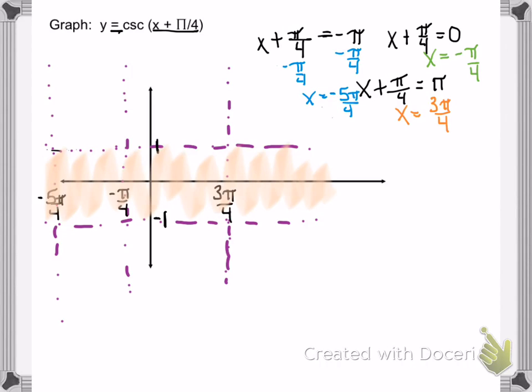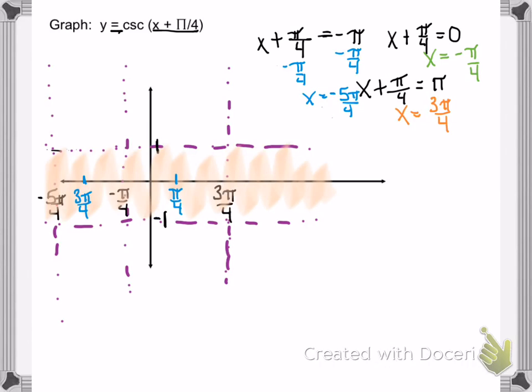So the next part of my graph is to find my halfway point. So what ends up being halfway between negative pi over 4 and 3 pi over 4? Well, that ends up being at a positive pi over 4. So I'm going to go ahead and label that positive pi over 4. And what's halfway between negative 5 pi over 4 and negative pi over 4? Well, that's going to be 3 pi over 4.